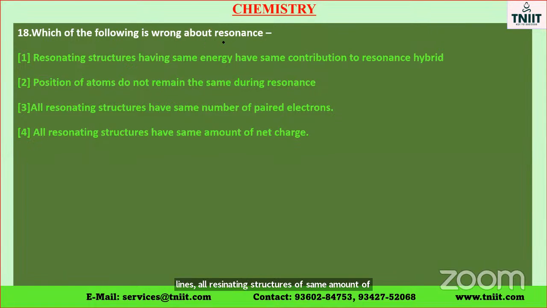Which of the following is wrong about the resonance? Position of atoms do not remain same. So the position of atoms remains the same. Only the pair of electrons, lone pair of electrons or pi electrons shifts. Here they say position of atoms do not remain same. So this is the wrong statement. Therefore, the right answer for this question is 2.